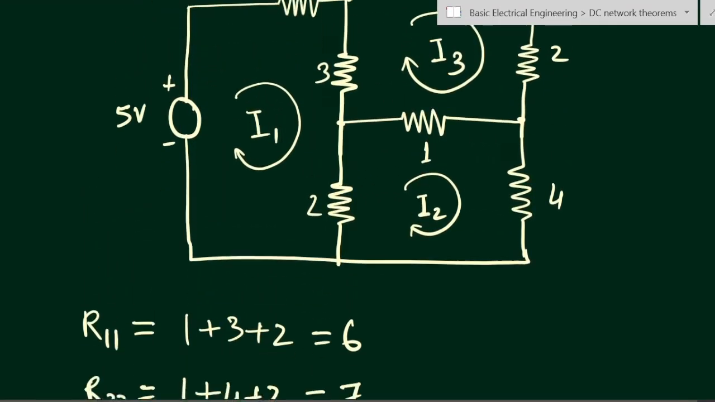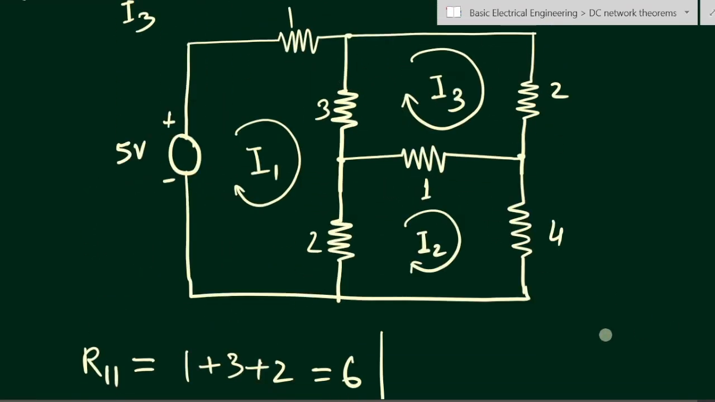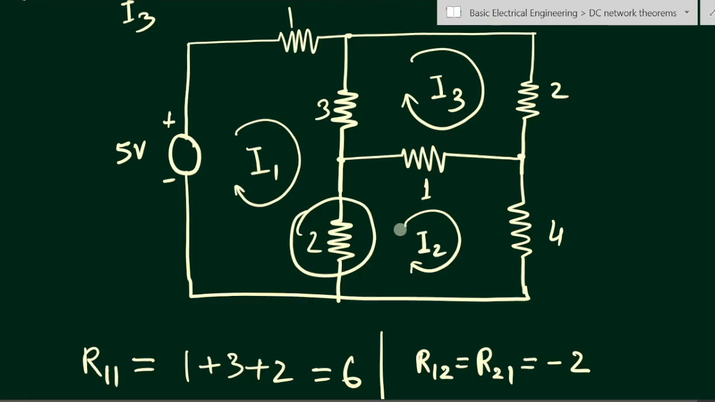Now let us find out the mutual resistance values. First value will be R12, equal to R21. This is equal to the negative of the sum of the common resistances. We have to see the common resistance between loop 1 and loop 2. This is the first loop, this is the second loop. Common resistance is this one, so this is minus 2 ohm. So R12 is equal to R21 is equal to minus 2, because we have only one mutual resistance between loop 1 and loop 2. Therefore this value will be 2, with a negative sign because this is a mutual resistance.